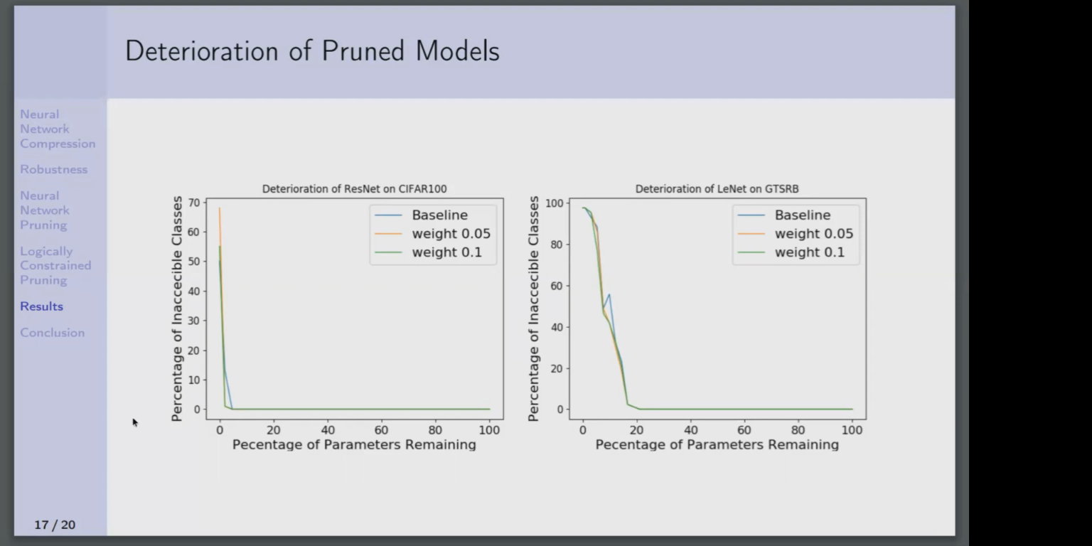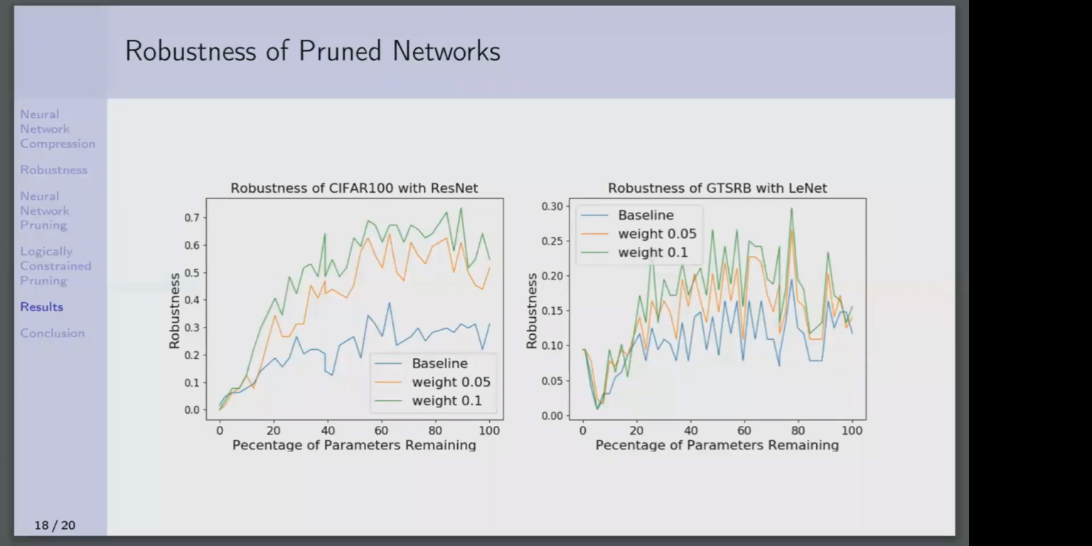So using our logically constrained pruning algorithm, there's not really any difference in the deterioration compared to the baseline. Cool. And then finally, we want to look at the robustness of the networks using our algorithm and using the baseline algorithm. So in blue, we've got the baseline, and then orange, we have a smaller weight, and green, we have a larger weight.